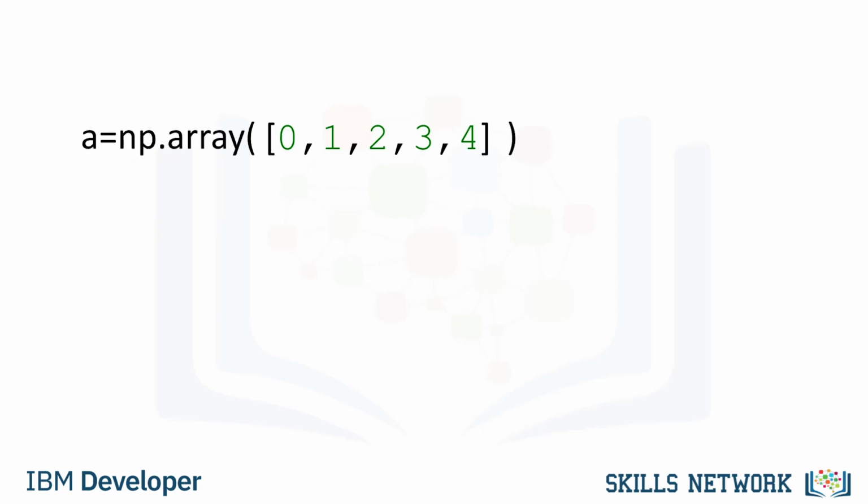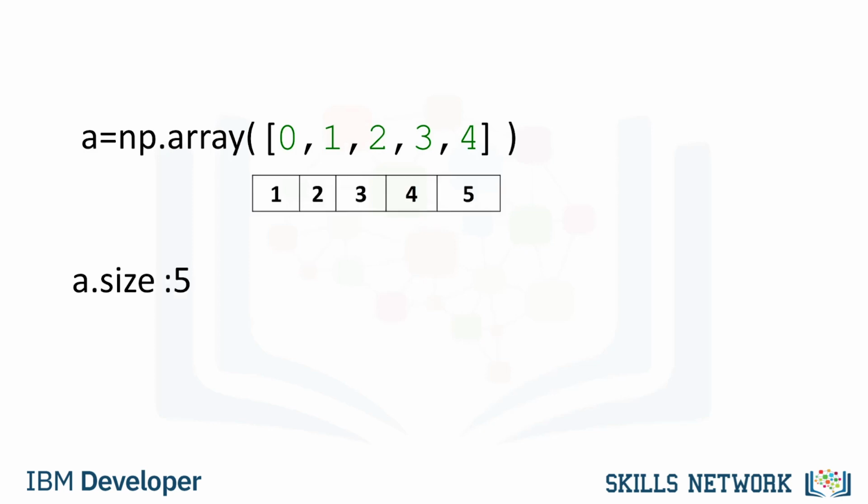Let's review some basic array attributes using the array A. The attribute size is the number of elements in the array. As there are 5 elements, the result is 5. The next two attributes will make more sense when we get to higher dimensions, but let's review them. The attribute ndim represents the number of array dimensions or the rank of the array, in this case 1. The attribute shape is a tuple of integers indicating the size of the array in each dimension.